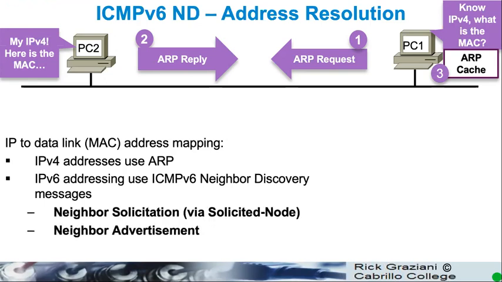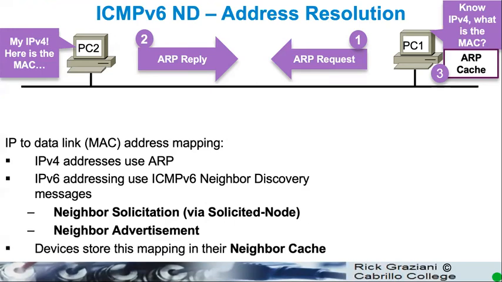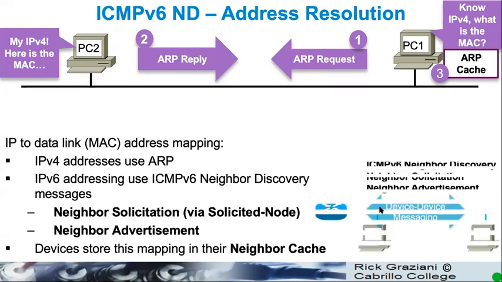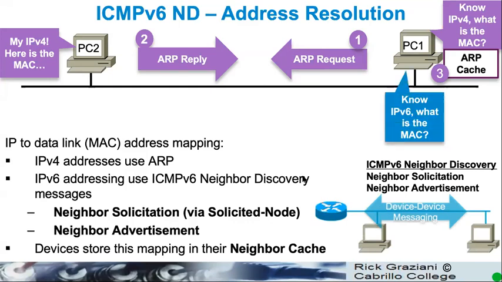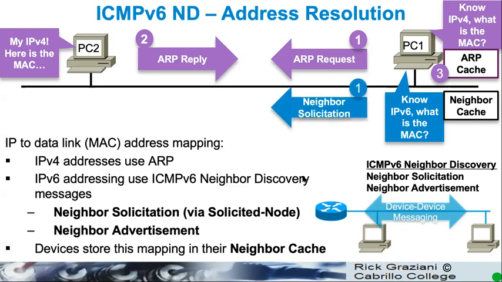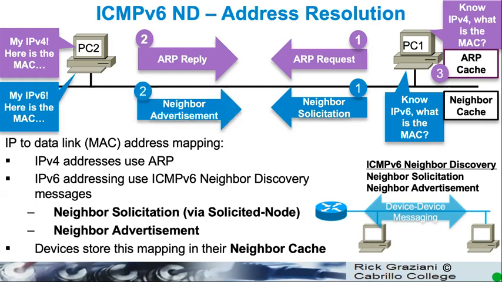In IPv6, we use neighbor solicitation message and neighbor advertisement. So I know your IPv6 address, but what is your MAC address? Okay, so let me check my neighbor cache, which is similar to an ARP cache. It's a mapping of IPv6 address to MAC address. If it's not in there, I'll send out a neighbor solicitation message. Hey, who out there has this IPv6 address? Send me your MAC address. PC2 says that's me. Let me send you my MAC address in a neighbor advertisement message. And that gets put into the neighbor cache of PC1.